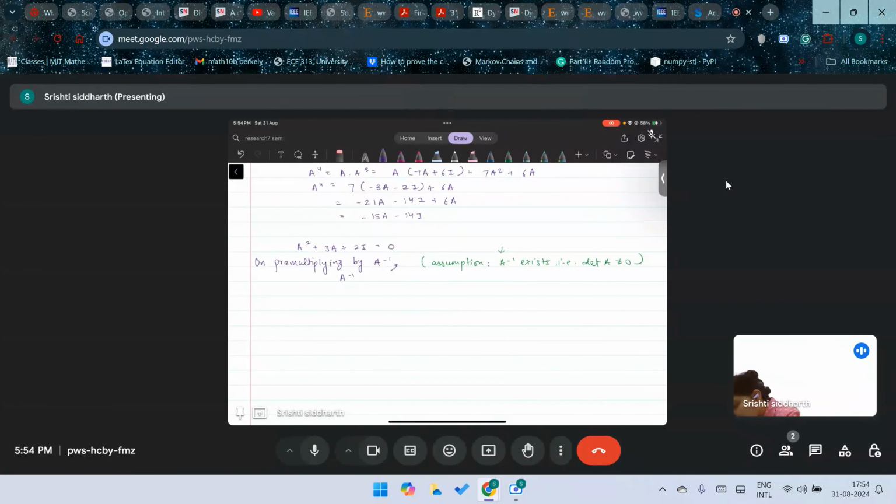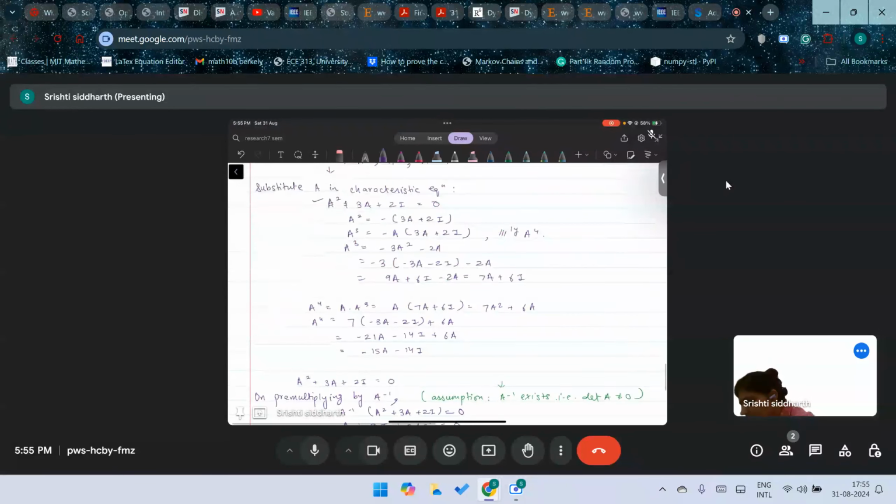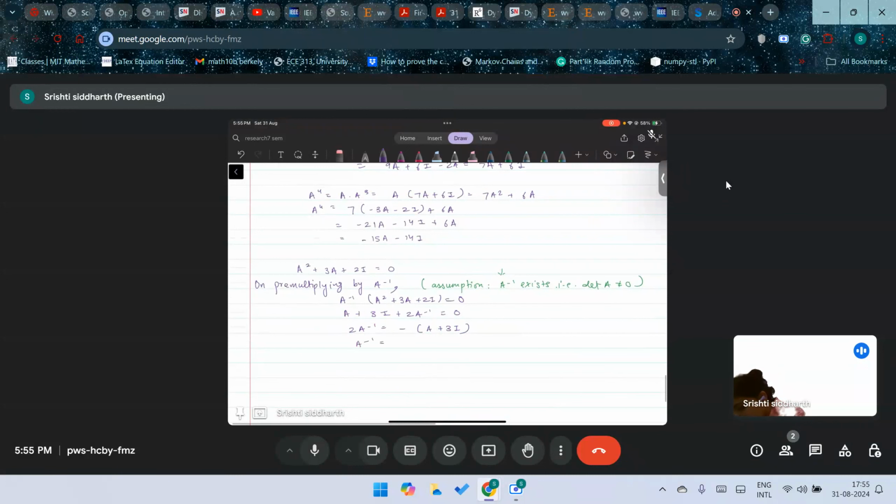So we pre-multiply by A inverse. So this is still 0. The first term is simply A. Then we have 3I plus 2A inverse equals 0. So A inverse is simply half of A plus 3I with the negative sign. So given the 2 by 2 matrix A, you can substitute here and find out what A inverse is.